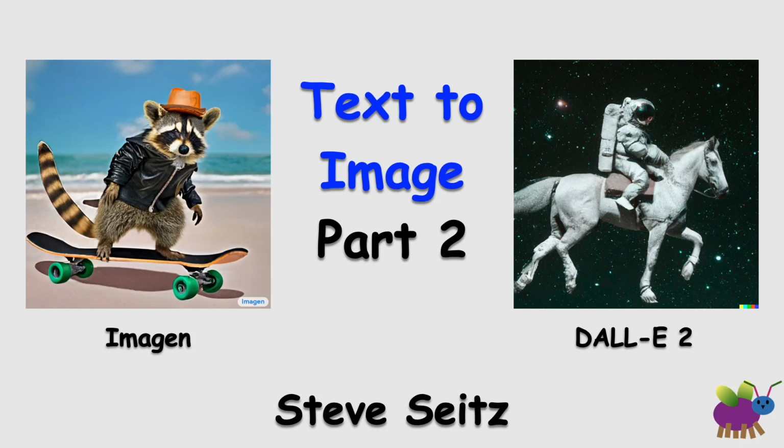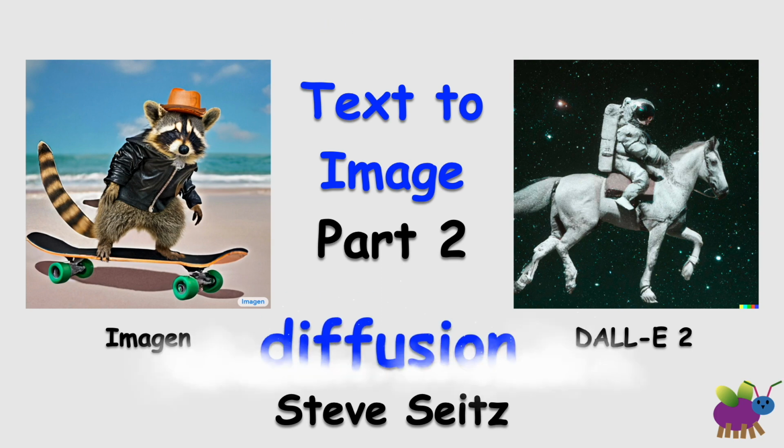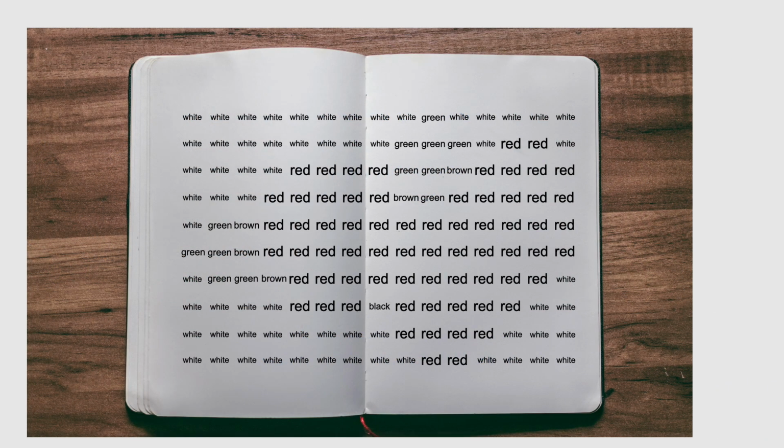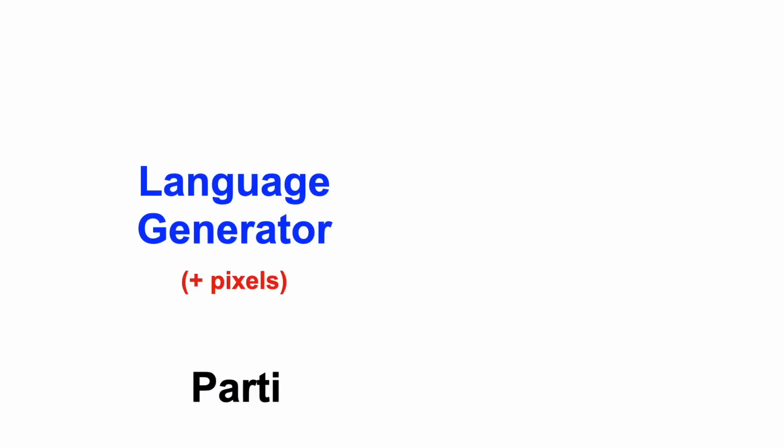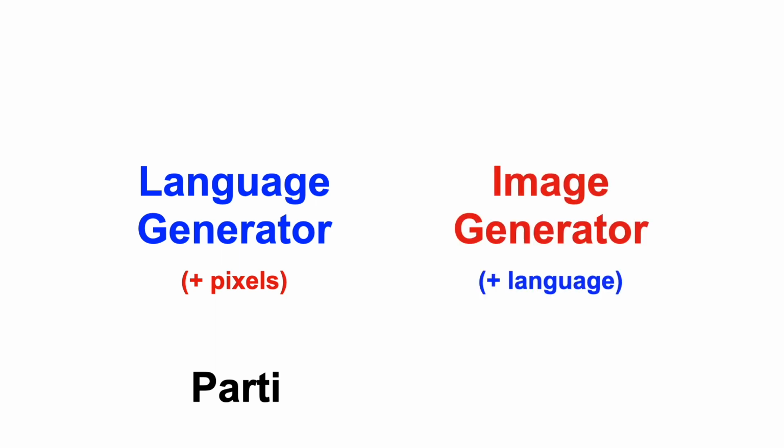Welcome back to part 2 of our video on text-to-image generation. We'll talk about something called diffusion, which powers systems like Imagine and DALL-E 2. Last time, we talked about how you could represent images as visual words, and then use a large language model to generate new images. This is the idea behind the Parti system from Google. Another approach is to create a program that generates images and modify that program to use language. This is what Imagine does, another text-to-image system from Google.